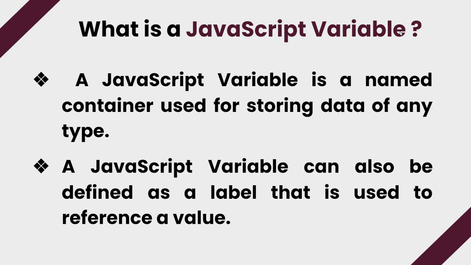A JavaScript variable can also be defined as a label that is used to reference a value. This means that when you create this name, which is the variable, and you assign it a value, if there is a situation where you need to call that value, you can always call it through the variable name you created or declared. So that's what actually happens here with JavaScript variables.